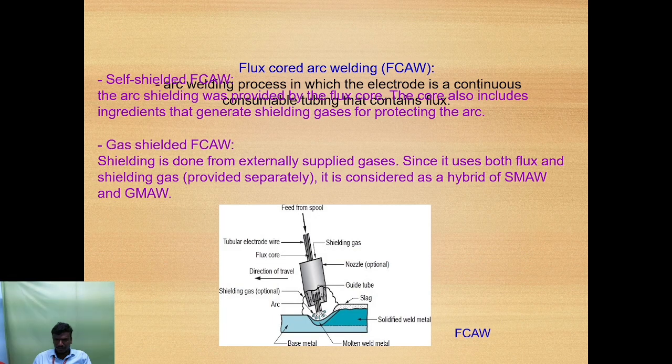In flux cored arc welding, shielding is done by externally supplied gases, since it uses both flux and shielding gases. It is considered a hybrid of shielded metal arc welding and gas metal arc welding.